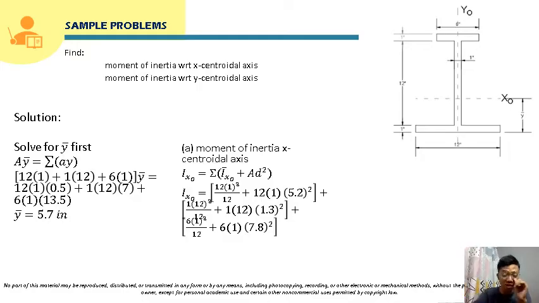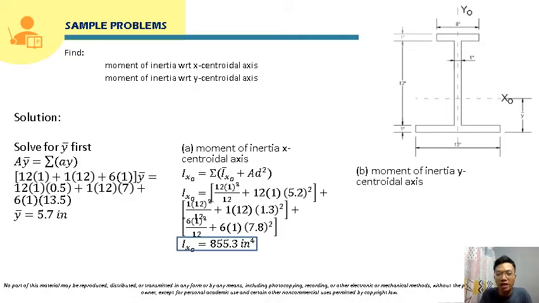So that is actually 7.8. No, so 7.8 will be the distance D. Now, solving this, we can solve for Ix bar. So Ix bar will be 855.3 inches to the fourth. So this will now be the answer for this.